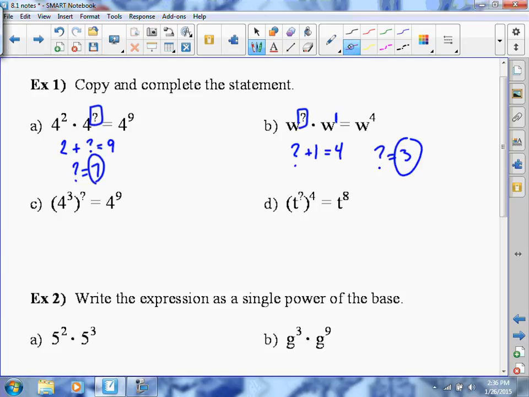Okay, for part C now, we're doing a different property. We're doing the power of a power property. So here, remember, the shortcut is that you multiply. When you have a power to a power, you're going to multiply. So you have to think 3 times what is 9? And that would be 3.